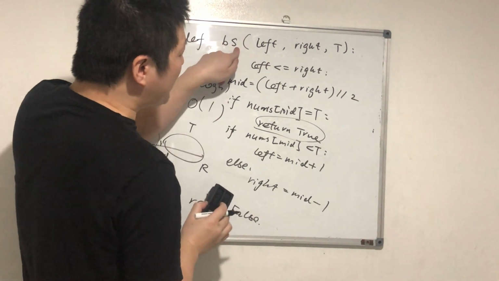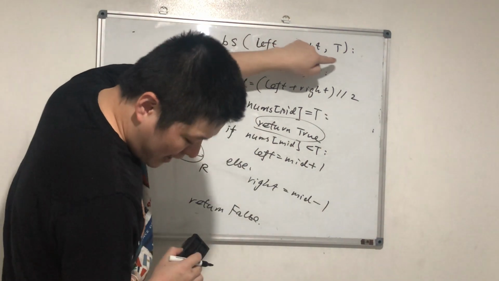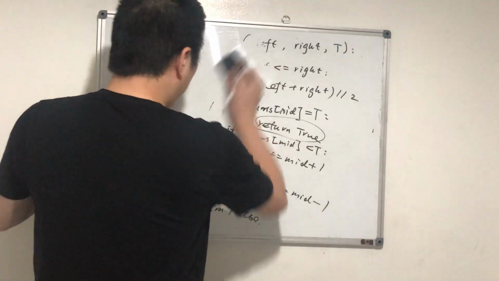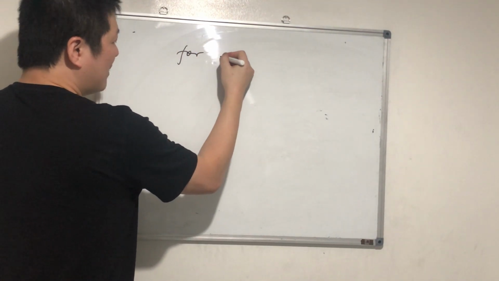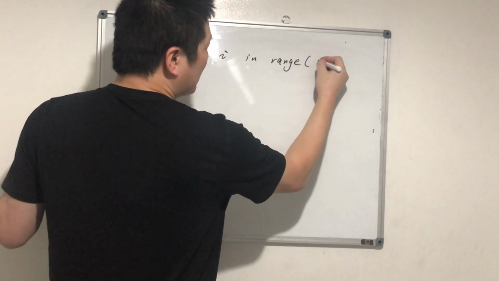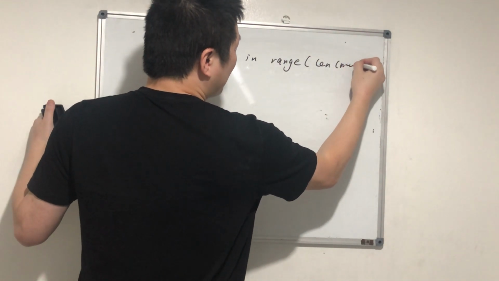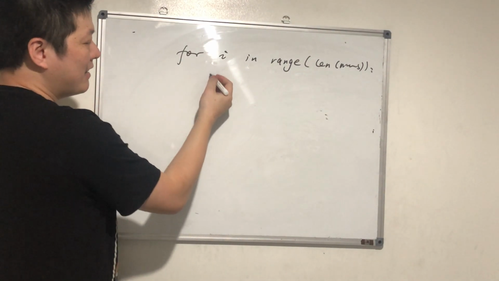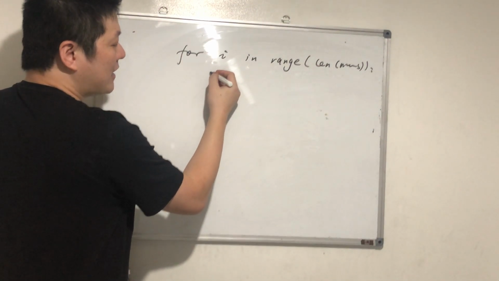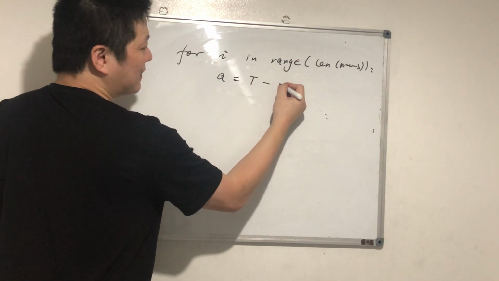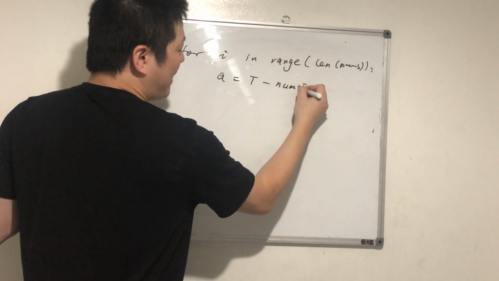Okay, so remember this function, binary search from left to right with target T. Okay, that's fine, remember this function? And then look, what should we just do? For i in range length of nums, the first number, the index is i, right? And the number we are looking for is, let's say a equals t minus nums[i], right?